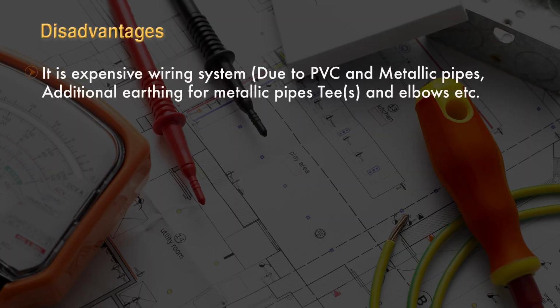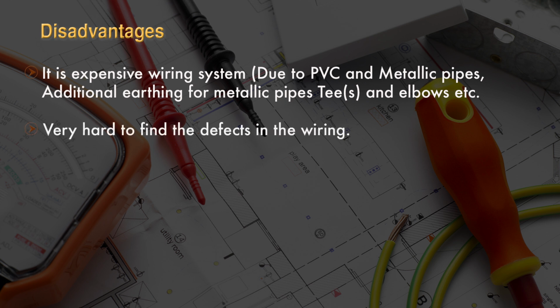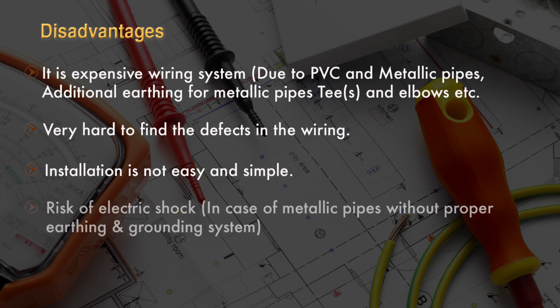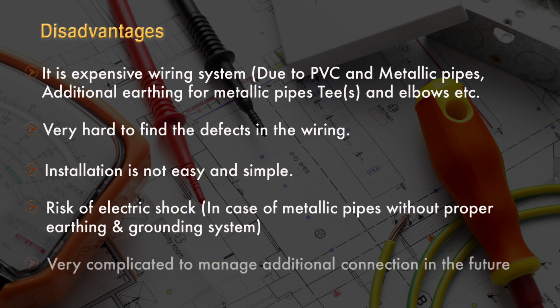Now we are going to discuss the disadvantages. It is an expensive wiring system due to the PVC and metallic pipe, additional earthing for metallic pipes, tees and elbows. It is very hard to find a defect in the wiring. Next disadvantage is installation is not as easy and simple. Next disadvantage of this wiring is risk of electrical shock, and it is very complicated to manage additional connections in the future.